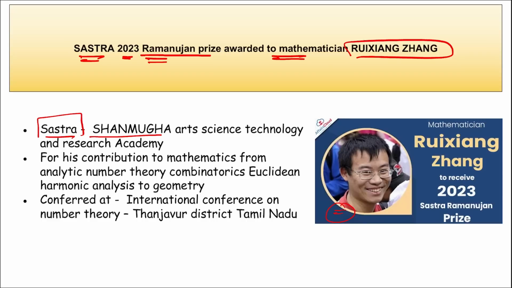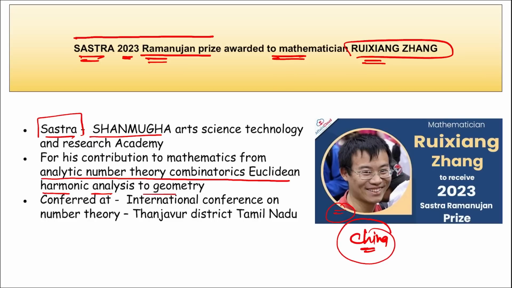So Sastra Ramanujan Prize awarded to a mathematician, that is Ruixiang Zhang, and he is of China, right? He is of which country? He is of China. He is an assistant professor at the University of California, Berkeley, USA, and he was honored for his contribution to mathematics, from analytic number theory, combinatorics, Euclidean harmonic analysis to geometry. This is the work that he did, remember, and for his contribution in this particular field of mathematics, he was honored with this Sastra Ramanujan Prize, correct? Ruixiang Zhang. Mark this important.